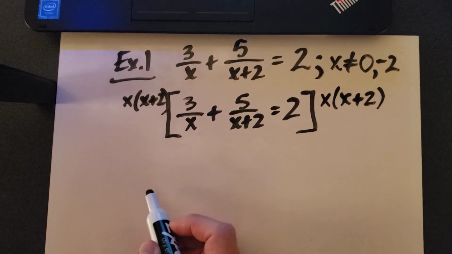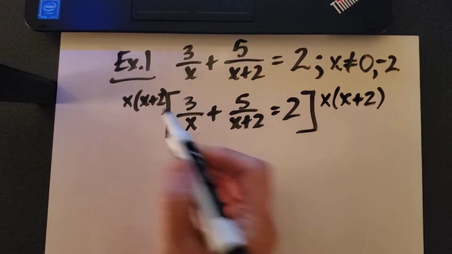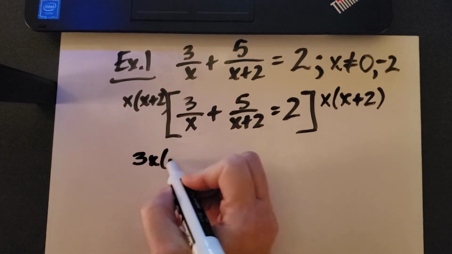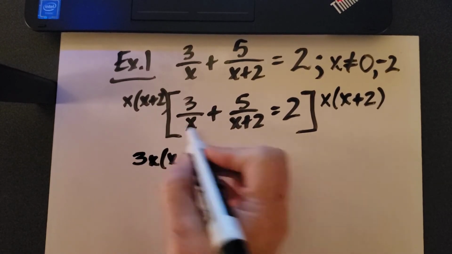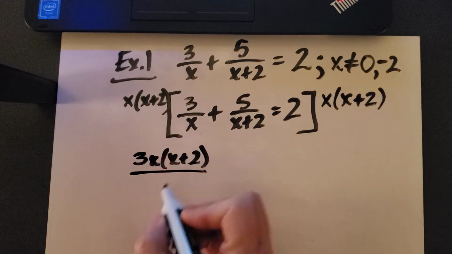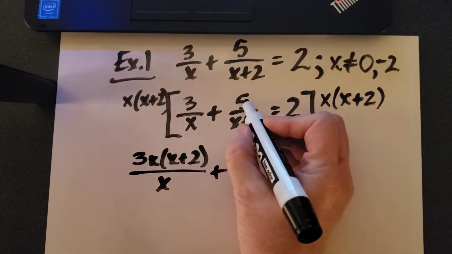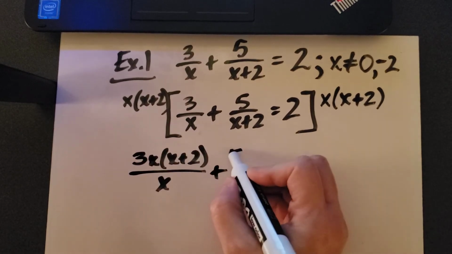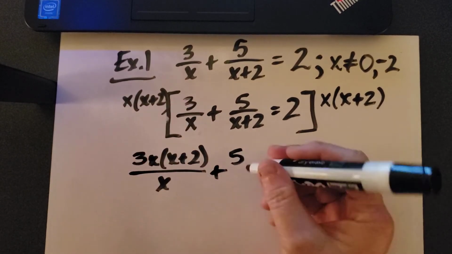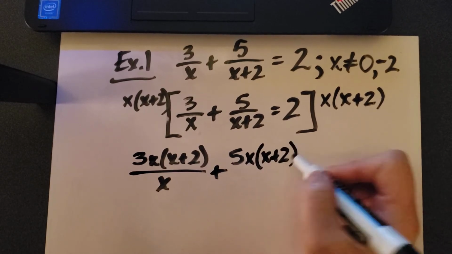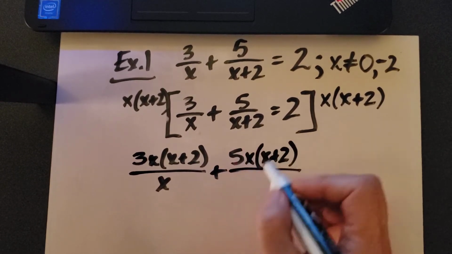Which means on the left-hand side here, I've got 3 times x plus 2, and the whole thing is over x. Okay, bring down the plus sign. This 5 is also being multiplied by that x and that x plus 2. So I've got 5x times x plus 2, and that's over x plus 2.